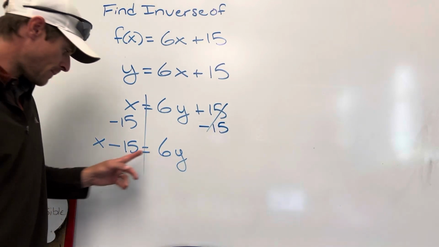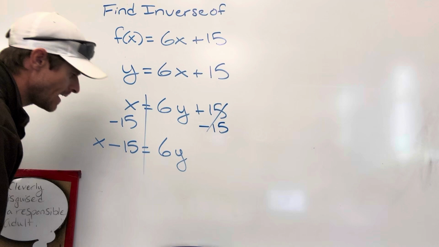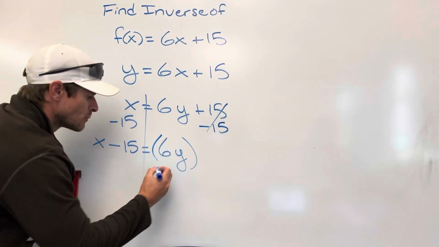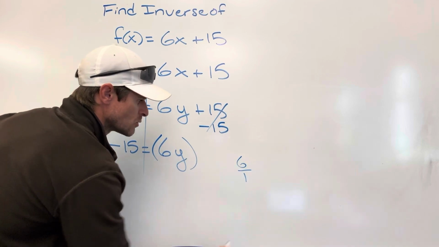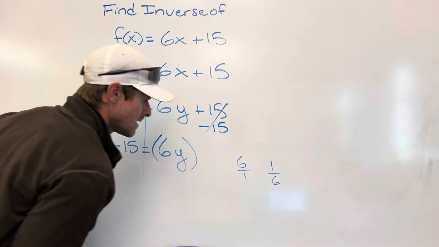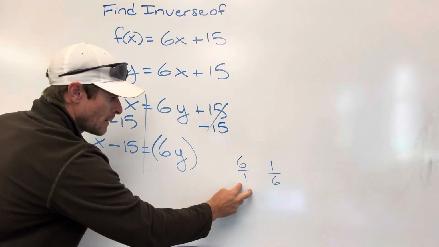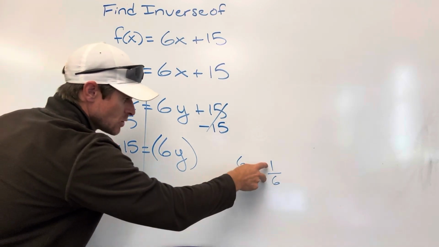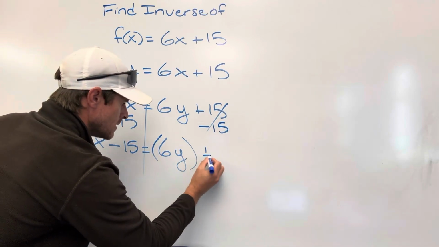Now, we could divide by 6. That's going to give me a nasty fraction here. I may not want to deal with that right now. So we could also multiply by the reciprocal. Remember, 6 is really just 6 over 1, so its reciprocal is 1/6. That way we can show the distributive property over here. Okay, so I'm going to multiply by the reciprocal of 6, which is 1/6. So let's just say times 1/6.